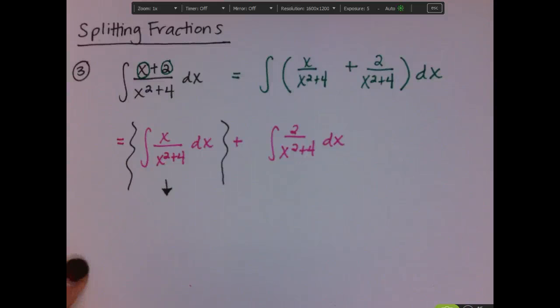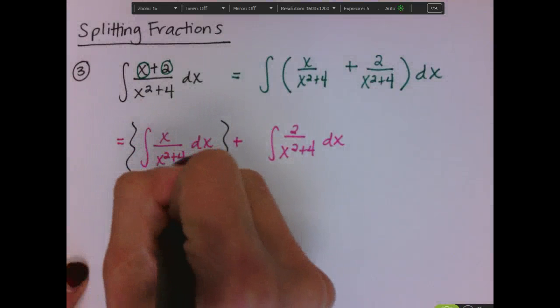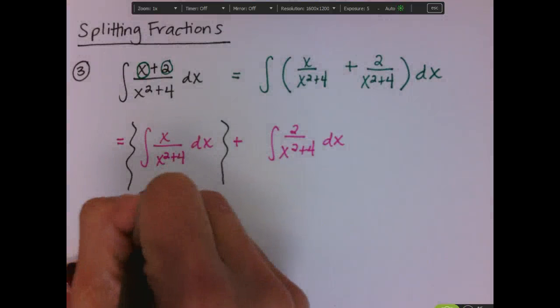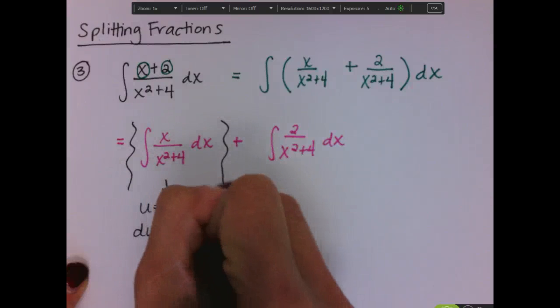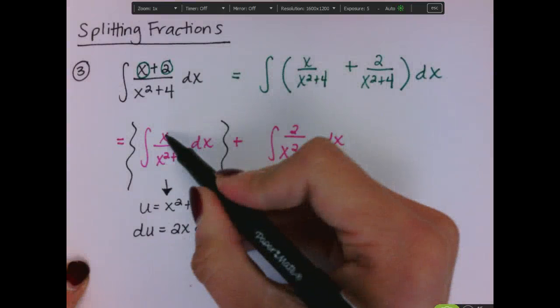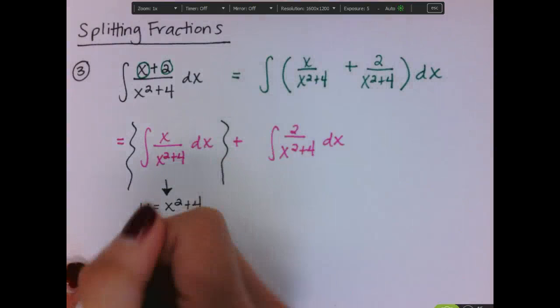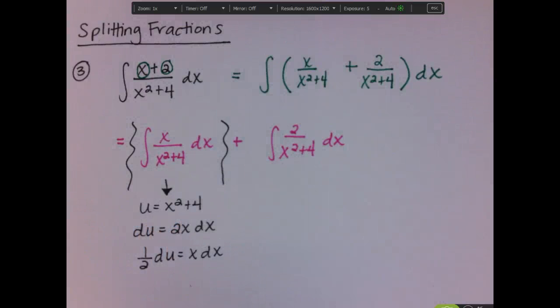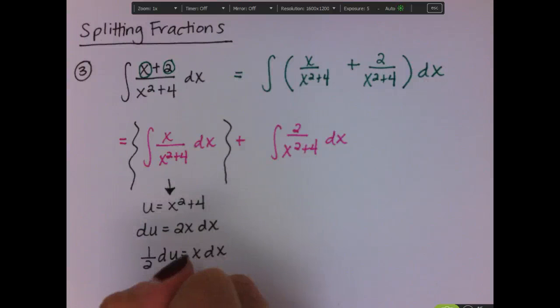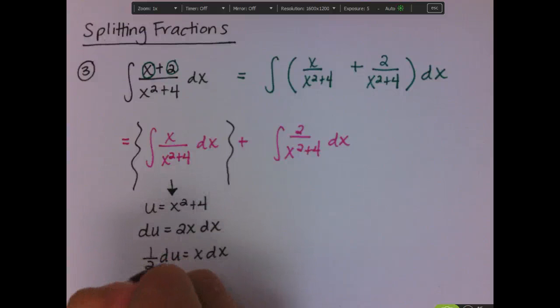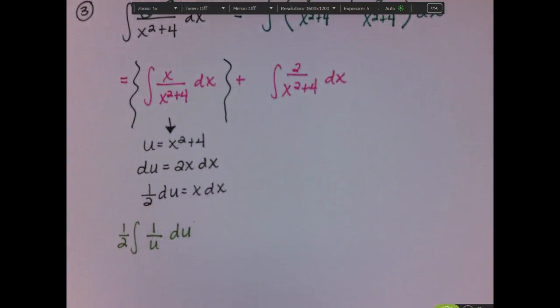I'm going to use a u substitution. I'm going to let u equal x squared plus 4, which leads me to du being 2x dx. I only have a 1x dx, so I'm going to divide by 2 to make that adjustment. Okay, now I can resubstitute so that I'm integrating 1 over u du times that constant multiple of 1/2.